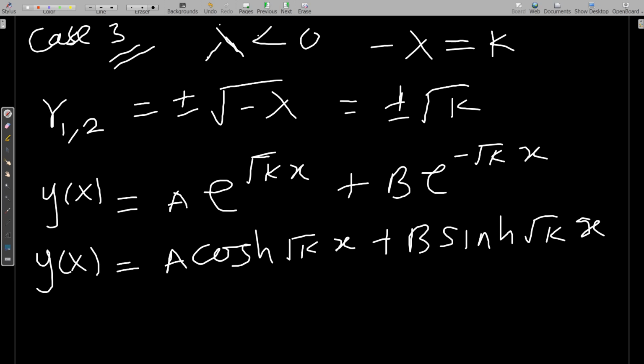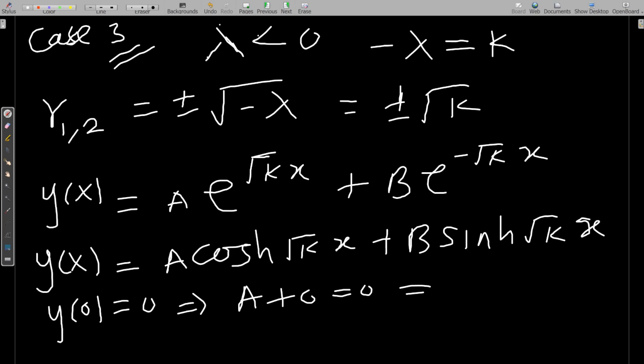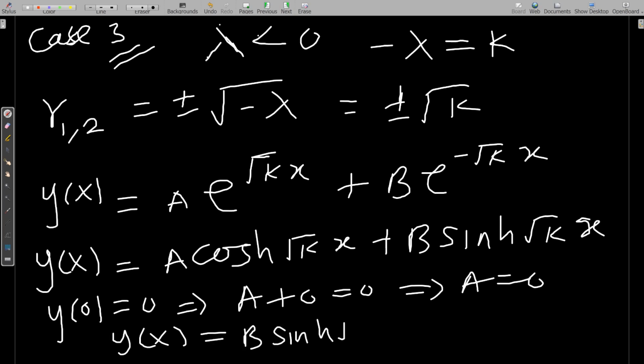Alright, so with this, y of 0 is equal to 0. If you put y of 0, that is x equals 0, in this, I'll have a cosh 0 plus b sinh 0, and sinh 0 is 0, cosh 0 is 1, so you have a plus 0 equals 0. This will imply that a is equal to 0, so we are done with the a, and our final function returns to y of x equals b sinh square root of k x.